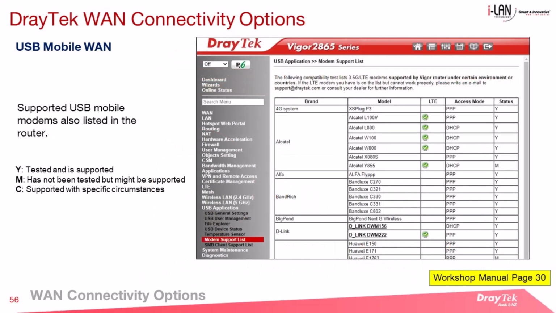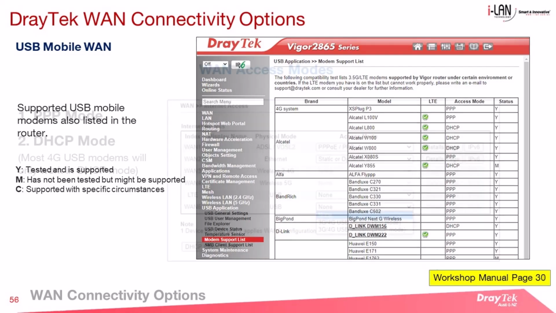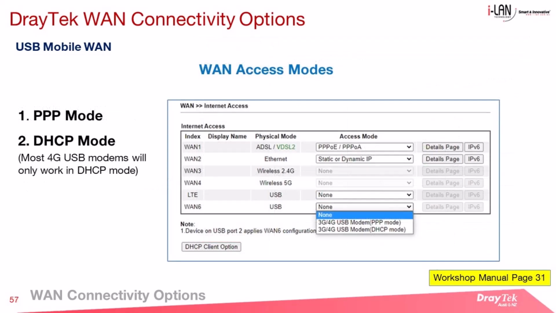If you can't get online, you'll find the supported modem list in the router's GUI as well. That's under USB application modem support list. That'll show you which USB modems have been tested and known to work. There's 2 access modes available for USB modems. Those are PPP mode and DHCP mode. Note that most 4G USB modems will only work in DHCP mode.